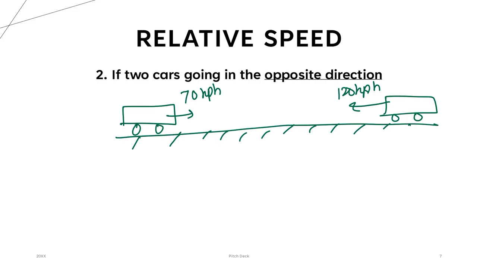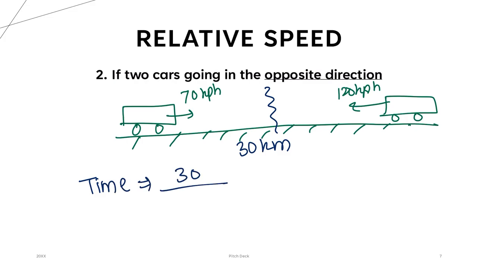Suppose two cars are going in the opposite direction. Again, suppose there is a distance of 30 kilometers between them. Now, after how long will the accident happen? The accident will happen when they meet. After how long will the accident happen? The accident will happen after time. Time is equal to distance upon relative speed.